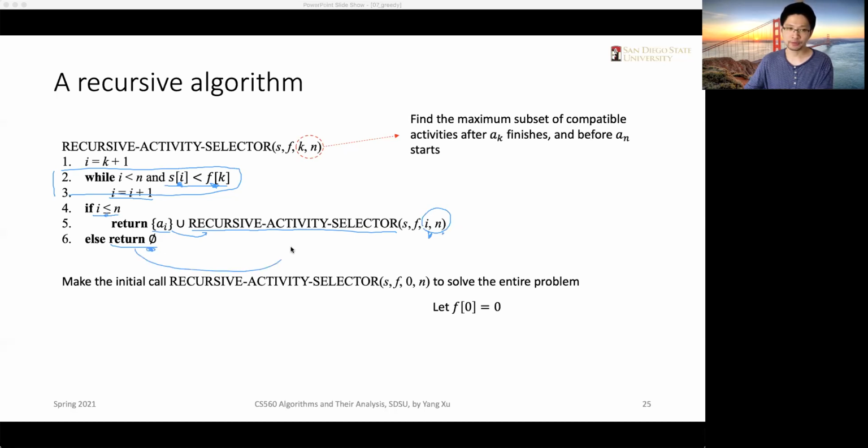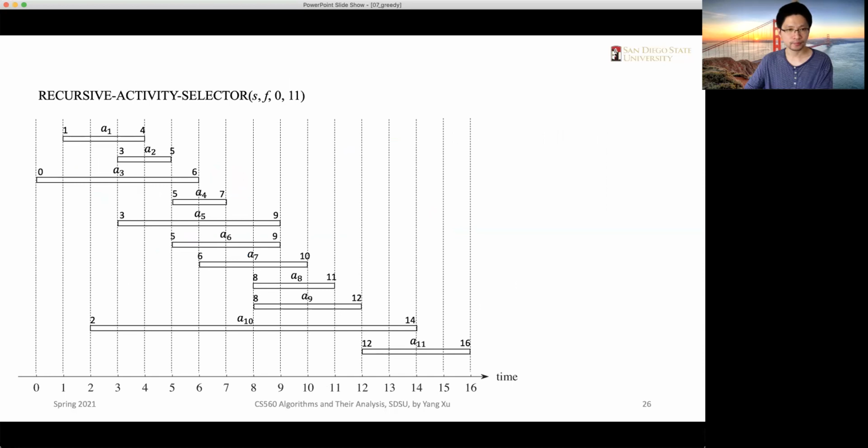And that will be the boundary condition for this recursion, because when I is out of the range, it means there are no activities that can be selected in the remainder parts. So we can quickly look at how this algorithm runs.